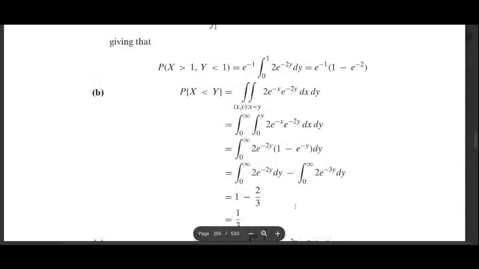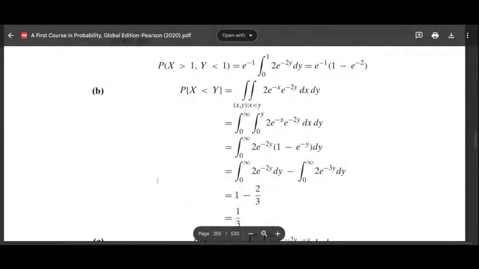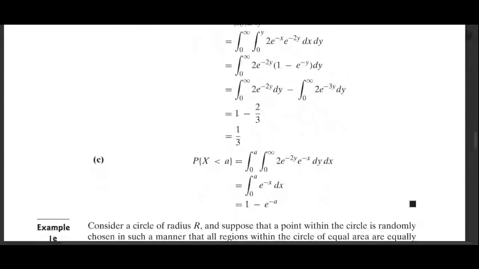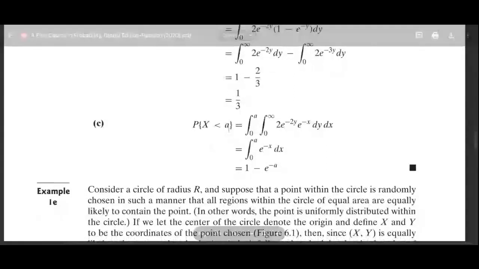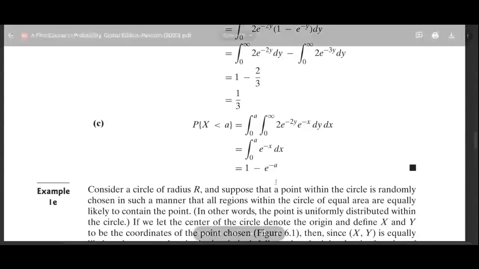All right, does anyone have any questions? A is direct, only B takes a little bit of thinking. All right, let's see C. x less than a, that's very direct. So 0 to a for the x direction, 0 to infinity for the y direction. Just integrate this, so we get 1 minus e to the negative a.